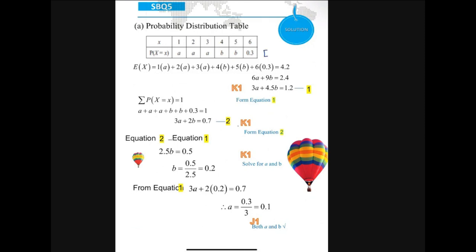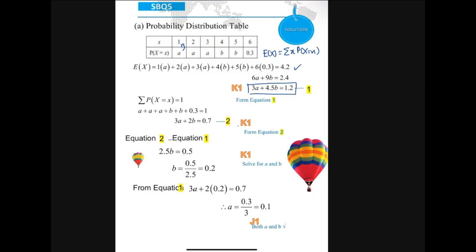Remember, expectation is actually the summation of x times its probability. So I just multiply each probability with the value of x and then equate this with 4.2. Then simplify this, and we get a first equation of 3a plus 4.5b equal to 1.2. Okay, that's the first one.